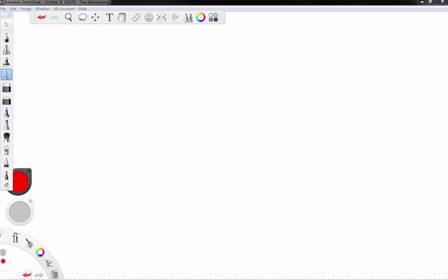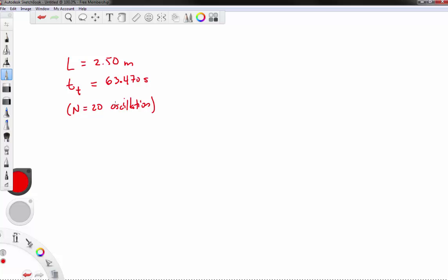So I gave you a length L equals 2.50 meters, and I had a time, or the equivalent of a total time, of 63.470 seconds, and this is for n equals 20 oscillations. So those are the first two columns. You measure both of those. The period T, again, is the total time divided by the number of oscillations.